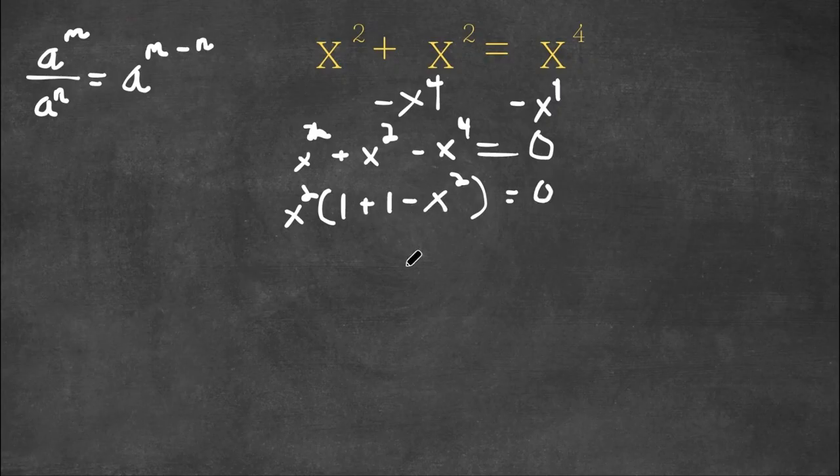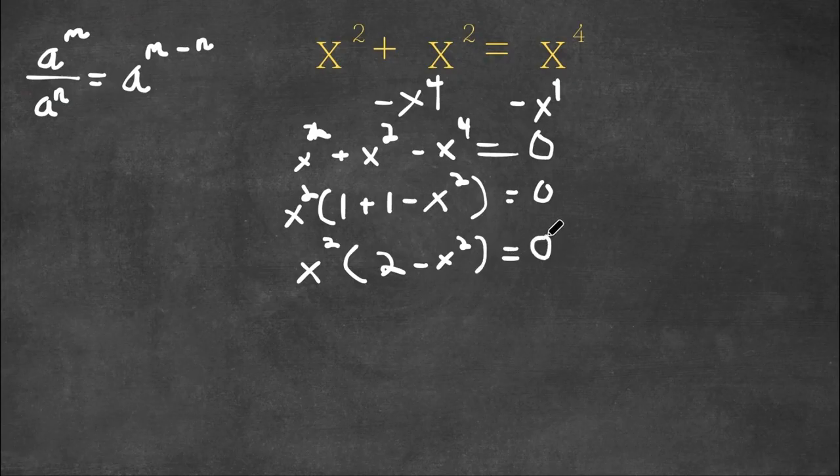Now 1 plus 1 is 2, so now we have x squared times 2 minus x squared equal to 0. And now this gives us two equations. Our first equation is x squared is equal to 0, and our second equation is 2 minus x squared is equal to 0.